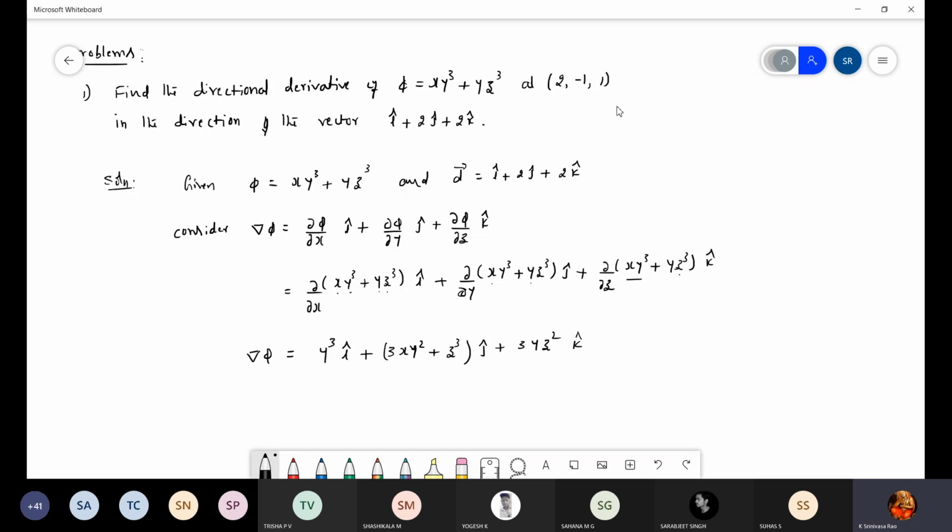This is grad phi. Now the point is given, no? So without the point, you can't simplify. Grad phi anyhow you can calculate, but for the directional vector you have to calculate the magnitude. So in the directional vector, variables are not allowed. x, y, z is not allowed. Okay. So at x equals 2, y equals -1, and z equals 1.